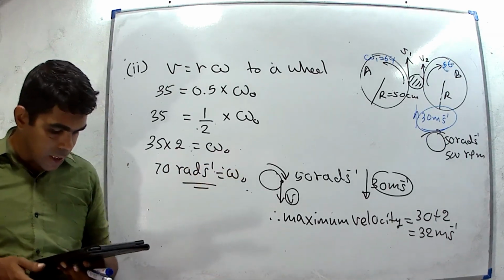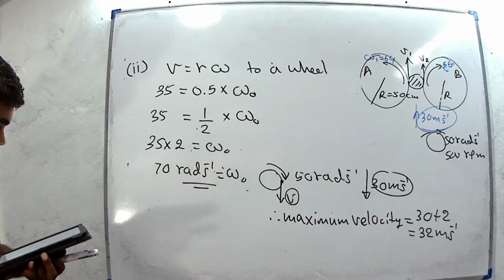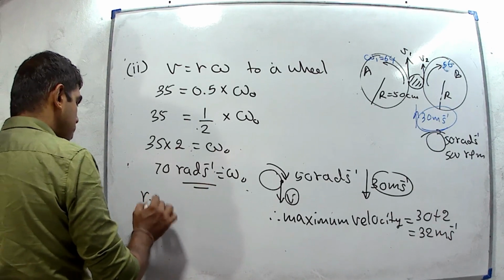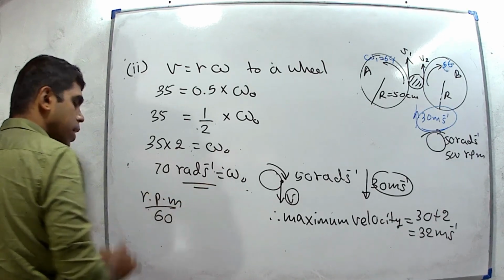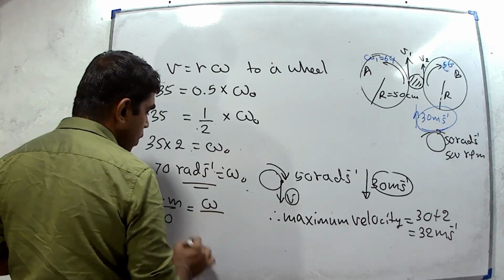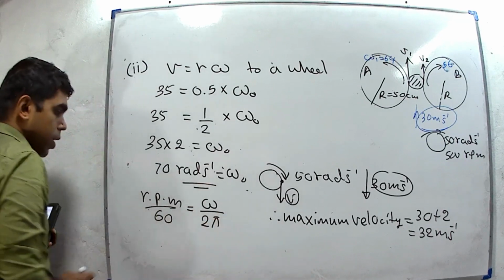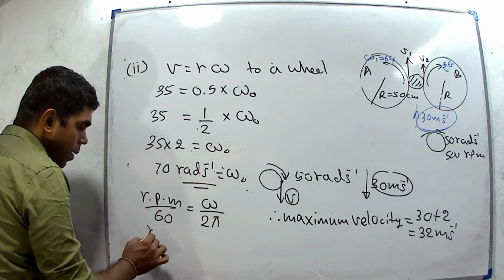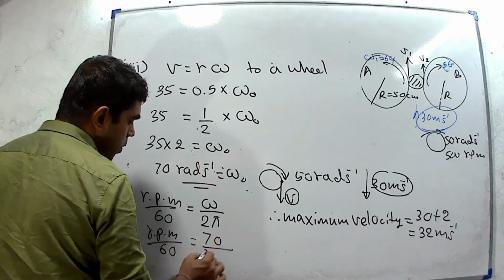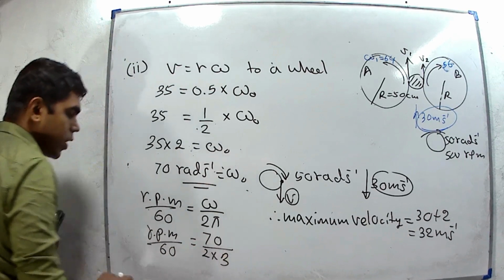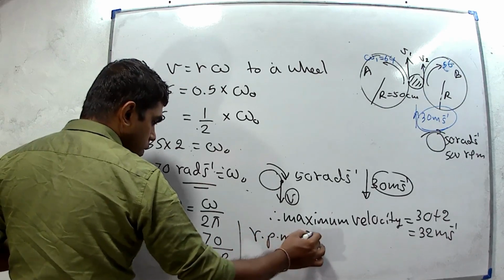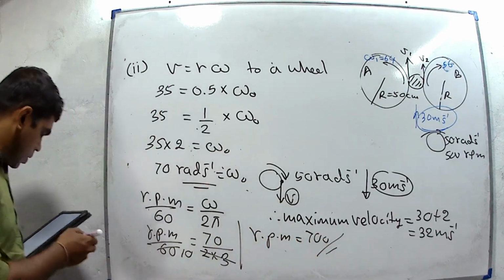Now we can calculate it in RPM. We can write the relationship again. RPM divided by 60 equals RPS. It is frequency, 1 over T. T equals 2 pi over omega. Therefore 1 over T is omega over 2 pi. We have to calculate the RPM value. Omega value is 70 divided by 2 into pi, where pi value is 3, it is given in the question. RPM value is 700. It is the answer for part 2.